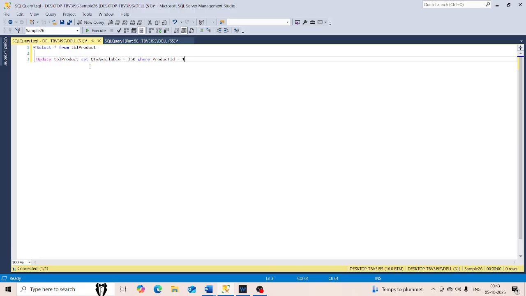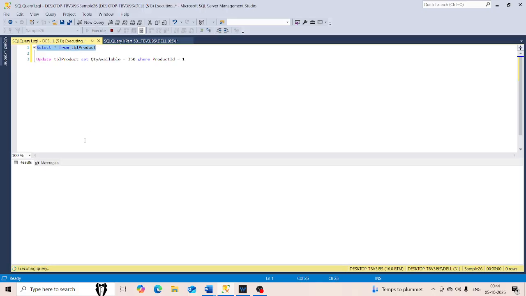Before updating, he wants to select the data and see. So he is issuing a select statement. Now when I say select star from TBL product and execute this, look at this, it says executing query. It says executing query, but it will never get access to that table.